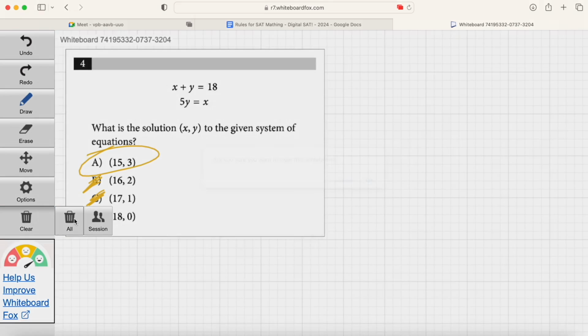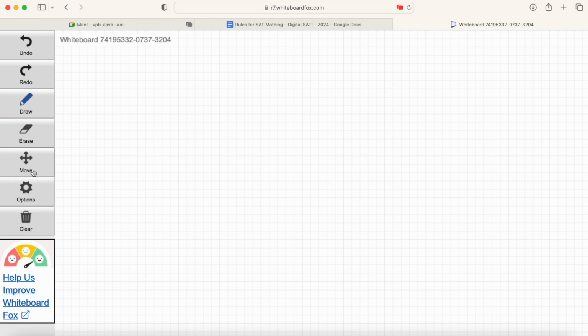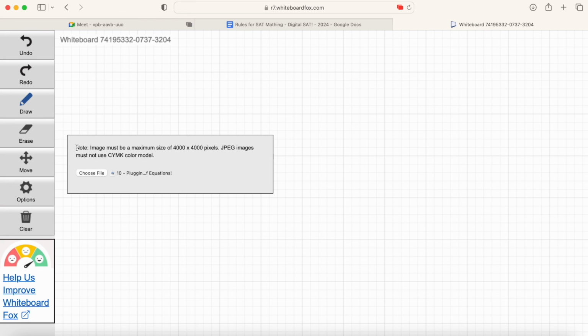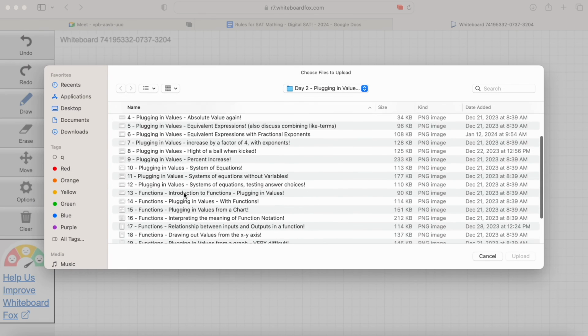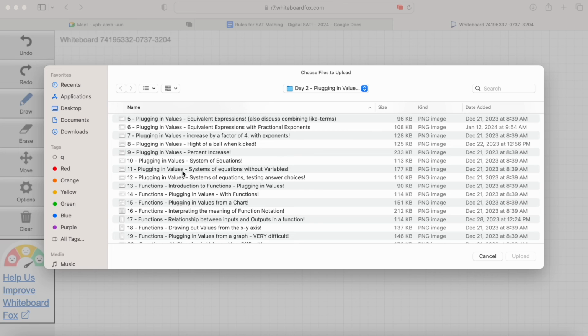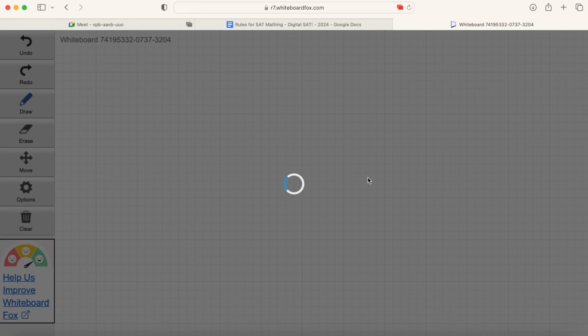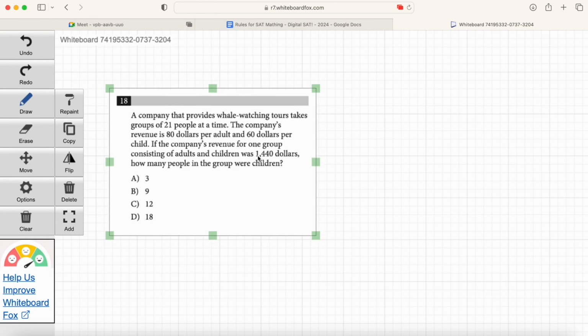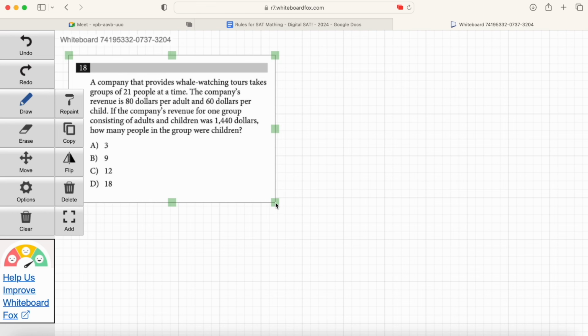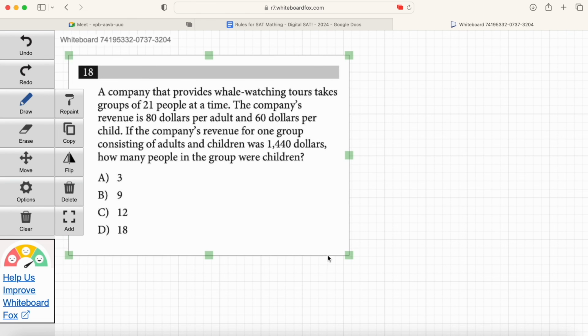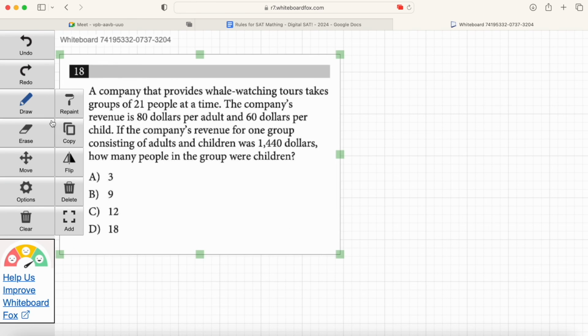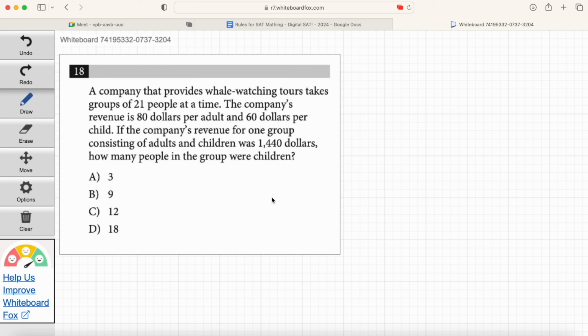Now, I've got 2 more system of equations questions coming up. We'll take a little break here in just a moment. But I want to start with that one to show you can always, or often at least, plug in values for the variables, especially if they give you the x y values. It's not obvious that this is a plugging in values question because we don't see any variables here, but we're going to test the answer choices and treat it like a plugging in values question.